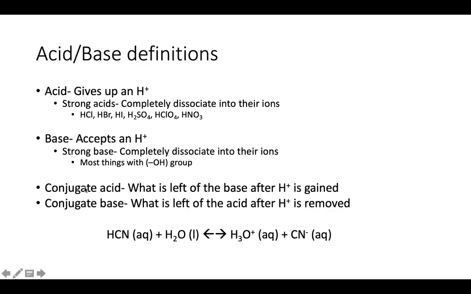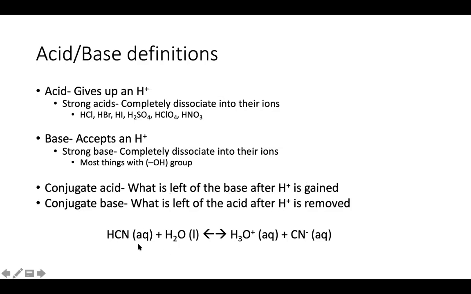Okay, and just remember our conjugate acid is what is left of the base once it's gained a proton, and our conjugate base is what's left of the acid after the proton is removed or lost, right? So in this example equation down here, we have cyanic acid, right? So it has a hydrogen. It's going to be our acid. So this is our acid.